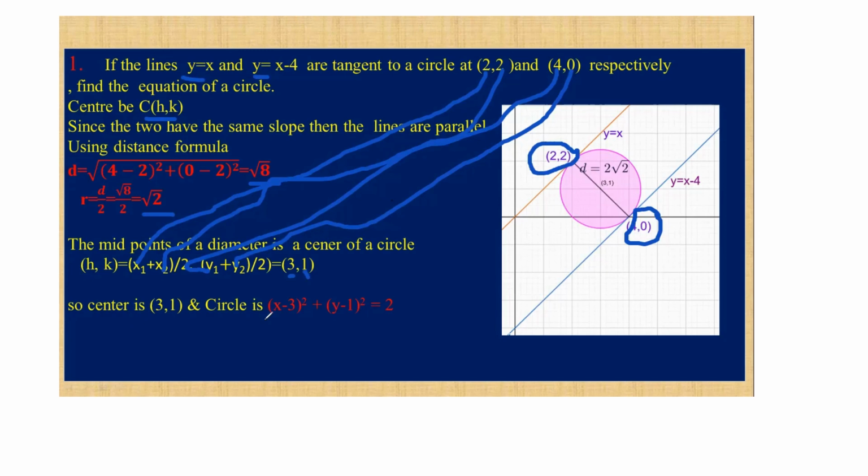If you know the radius and the center of a circle, you can calculate the equation of a circle, which is (x minus 3) squared plus (y minus 1) squared equals 2. 2 is the radius squared of the circle.